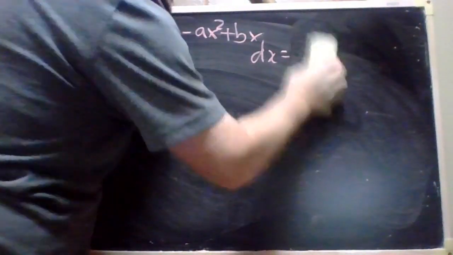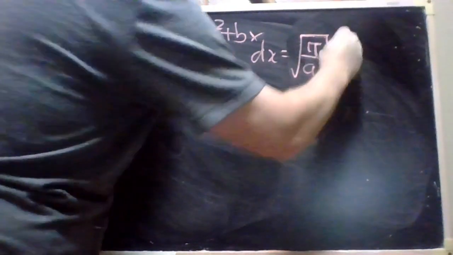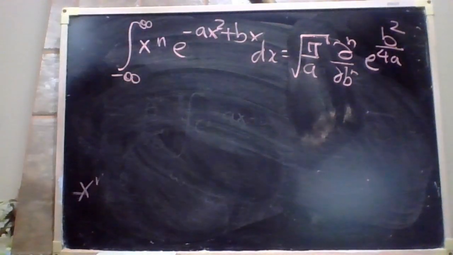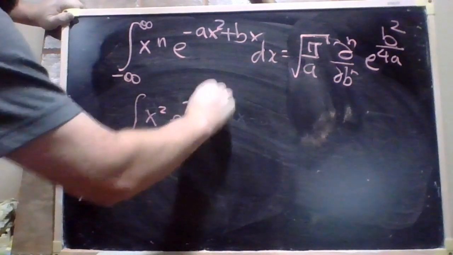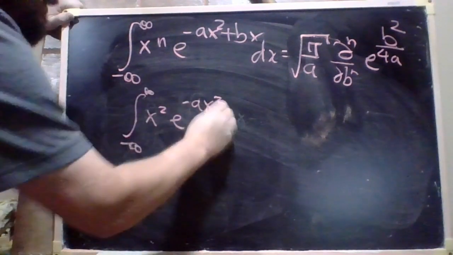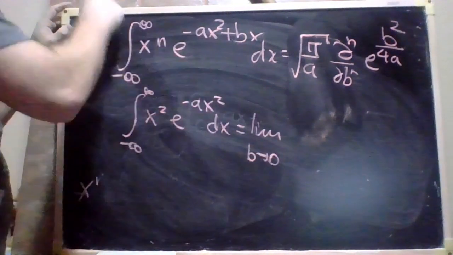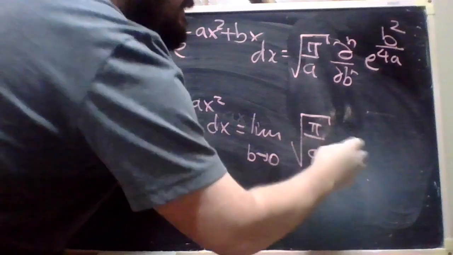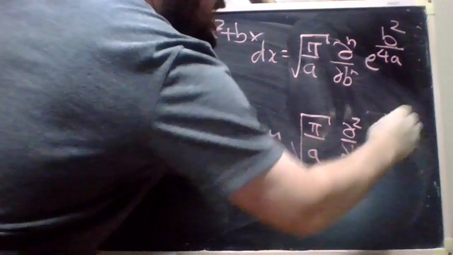So as a matter of fact, the square root of pi over a is just a constant, so you can derive just the exponential e elevated to b squared over 4a. So if you want to calculate, for instance, the integral of x squared e to the minus ax squared with respect to the variable x, you just need to take the limit b equals 0 of the square root of pi divided by a, the second derivative with respect to the variable b, of e to the b squared over 4a.